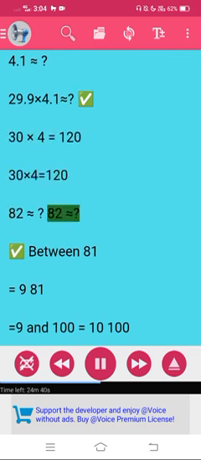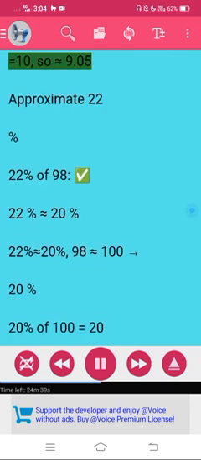82 approximately equals. Check mark between 81. Equals 981. Equals 9 and 100 equals 10,100. Equals 10. So approximately equals 9.05.